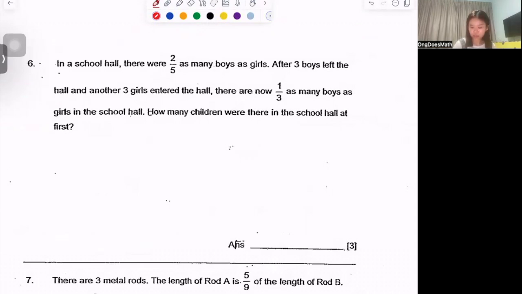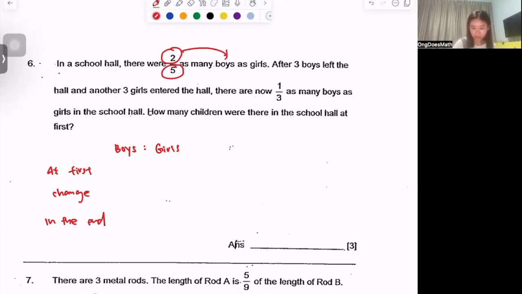So we've got 2 characters, we've got boys and we've got girls. We've got at first, change, and in the end. Okay, so now let's look at the individual fractions. These 2 belong to boys, these 5 belong to girls. So at first, boys to girls is 2:5.